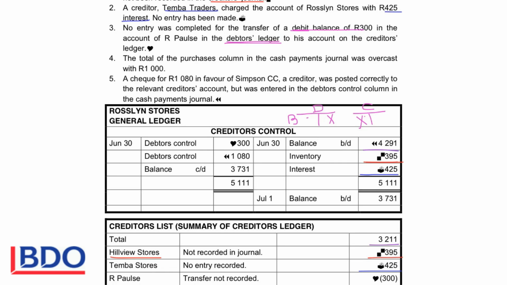So in the creditors control account, we will show that the creditors control will decrease with 300 Rand and the account that will be credited will be debtors control. And in the account of Pulsar, we will show that this amount goes to the credit side of Pulsar's account. So in the creditors list, the debt will increase with 300 Rand.